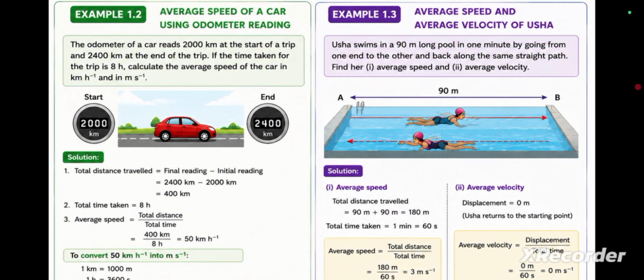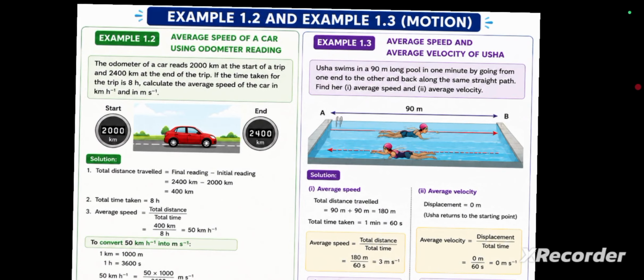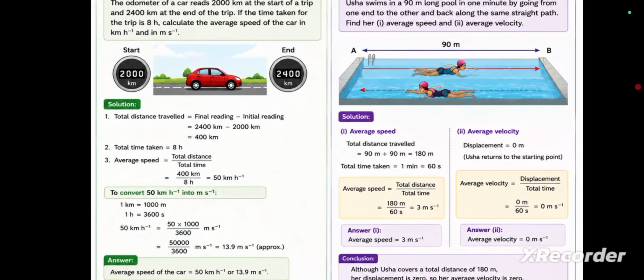Okay, the odometer of a car reads 2000 kilometers at the start of a trip and 2400 kilometers at the end of the trip. If the time taken for the trip is 8 hours, calculate the average speed of the car in kilometers per hour and in meters per second also. So now we have to understand this problem, what is given.